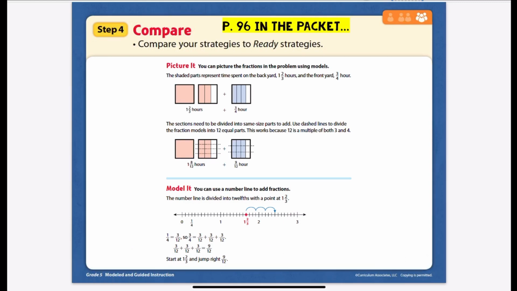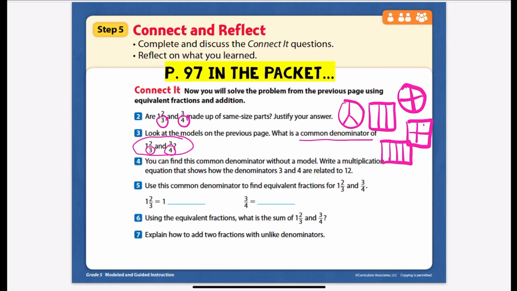All right. So what do we say the common denominator was going to be? If we look at our model here, we see that they took the thirds and the fourths and they split them both into what? 12ths, right? So we can put them together. So the common denominator of 1 2/3 and 3/4 is 12ths, right?